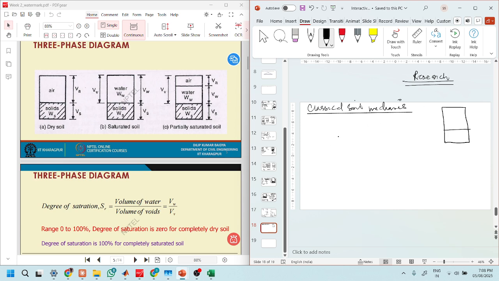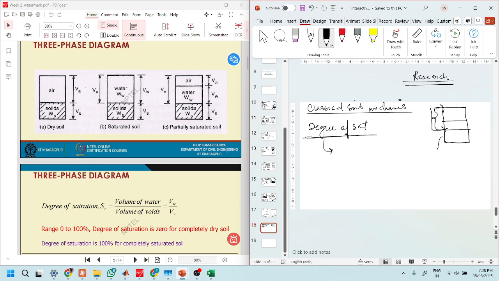Okay, so next thing is we are talking about degree of saturation. Now, degree of saturation means that within the voids. I don't want you to just remember all the formulae without having an intuitive idea about what exactly it is. Degree of saturation wants to tell you that among the voids that are present, the amount of voids that are filled with water.